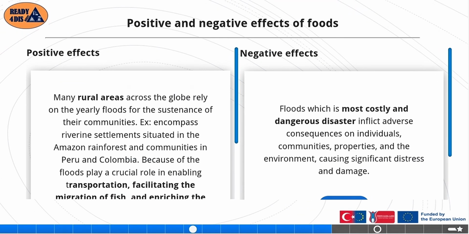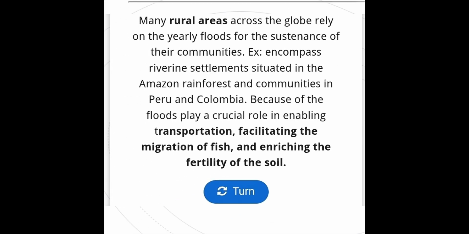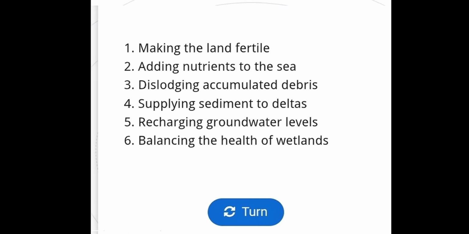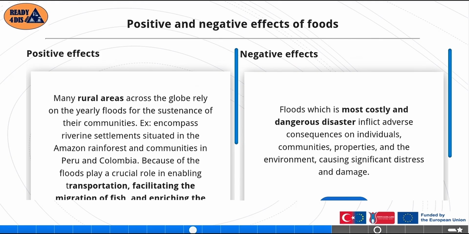Positive and negative effects of floods. Floods can bring both benefits and serious harm. Let's start with the positive effects. In many rural areas, seasonal floods support local life. They help with transportation, fish migration, and soil fertility. Other benefits include making land fertile, adding nutrients to seas, clearing debris, supplying sediment to deltas, recharging groundwater, supporting wetland ecosystems.